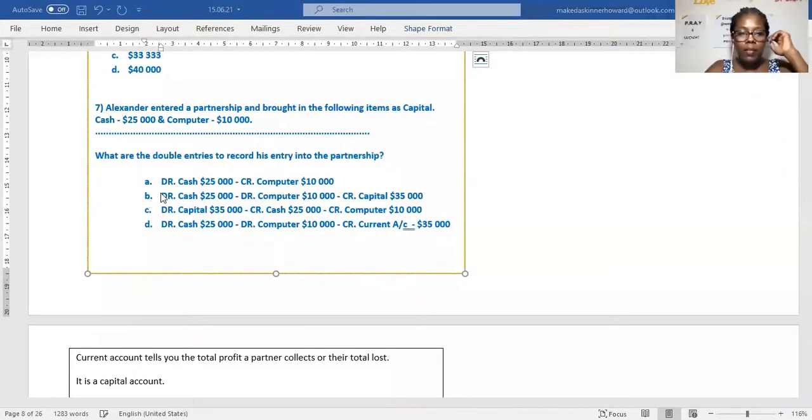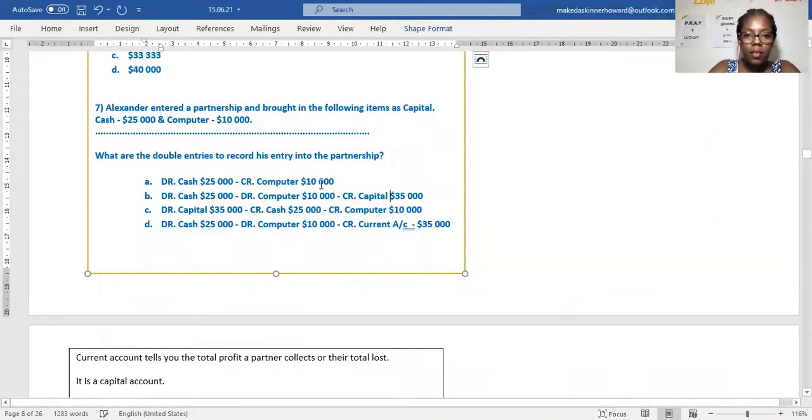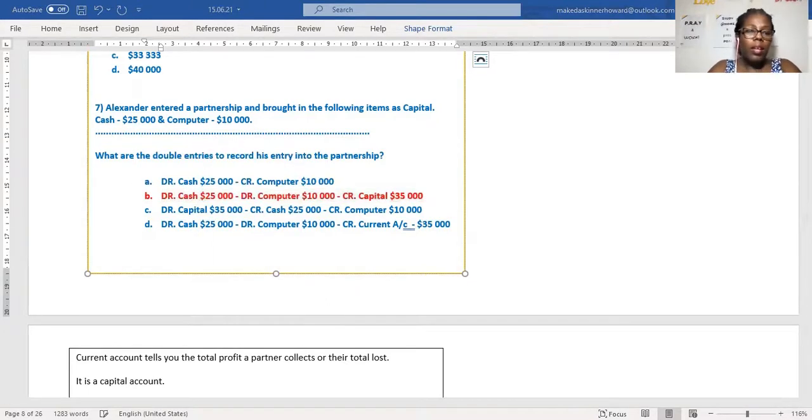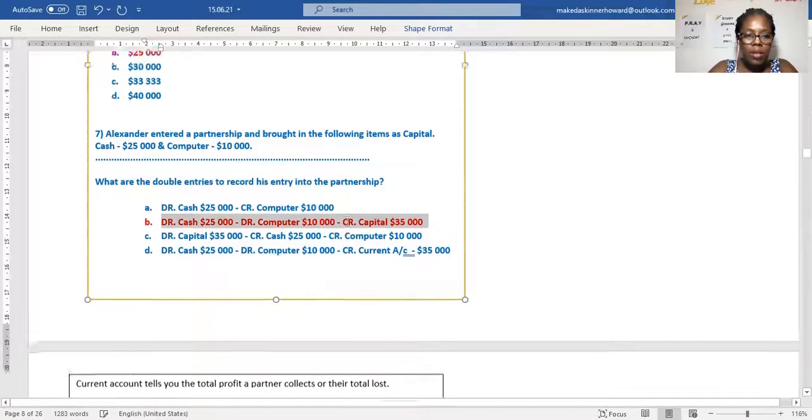All right, so number 7, your answer is B. The answer is B for number 7. All right, so that's it for the multiple choice questions.